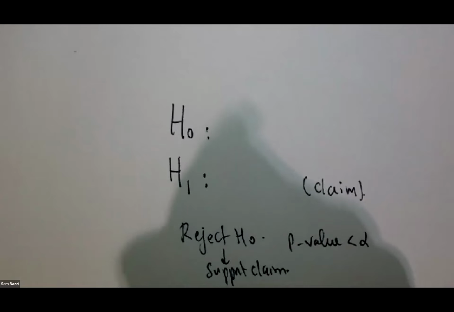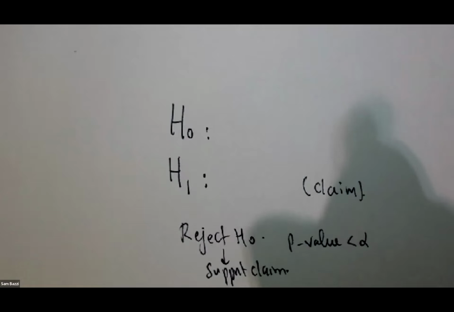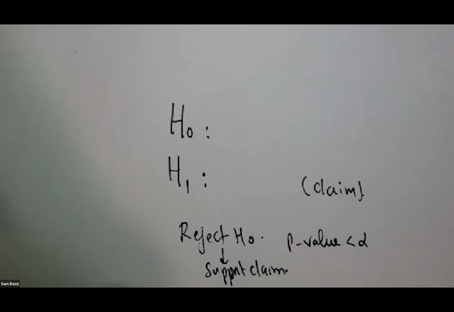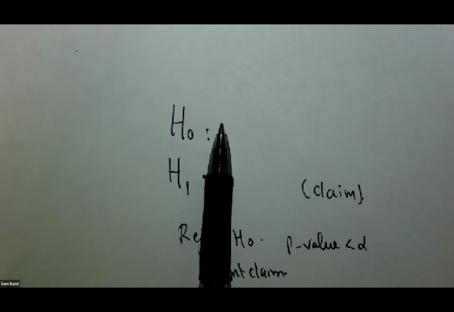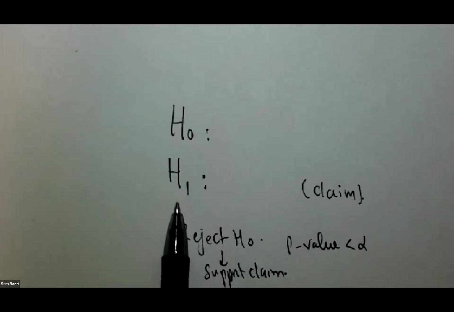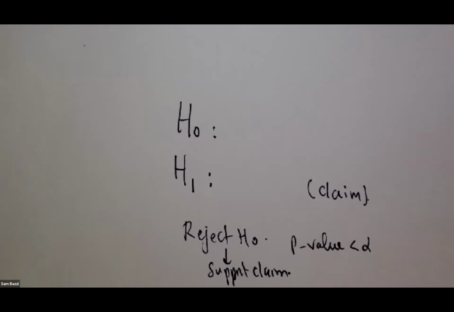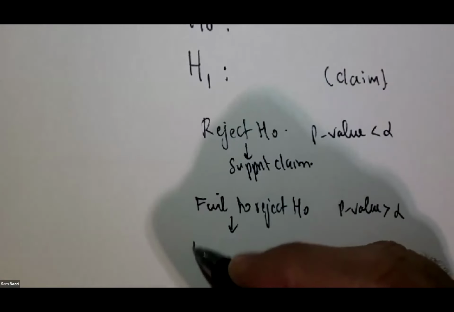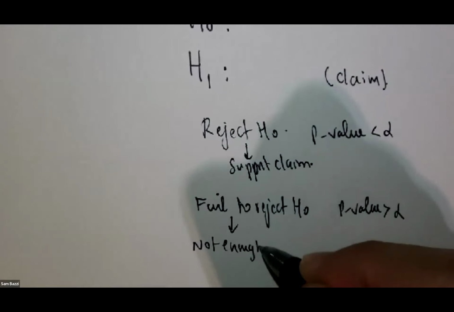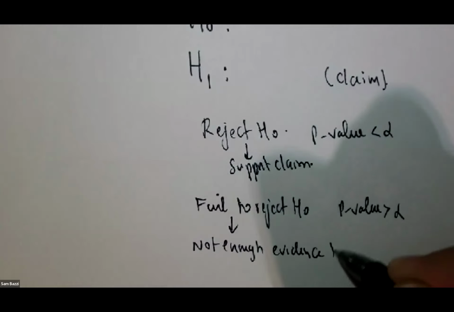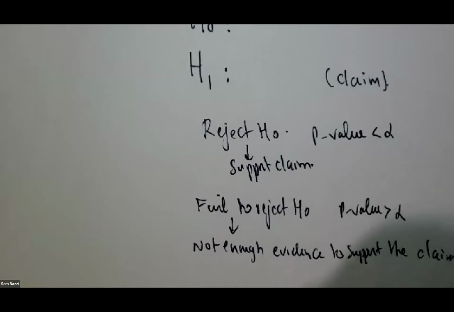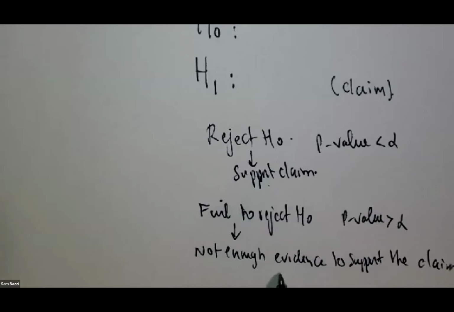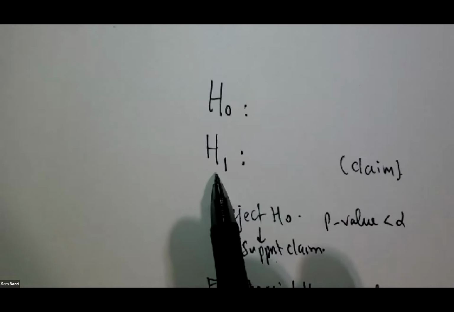Now, what about if you fail to reject H0? What do you say? So let's say the p-value here is more than alpha. Here's what you say. You cannot reject H0, guys. If you can't reject the first one, that means probably you accept it. It means that you cannot support H1. So what do you say? You say this: not enough evidence to support the claim. Did you notice, guys, in my conclusion, I did not use the word reject because my claim is in H1.